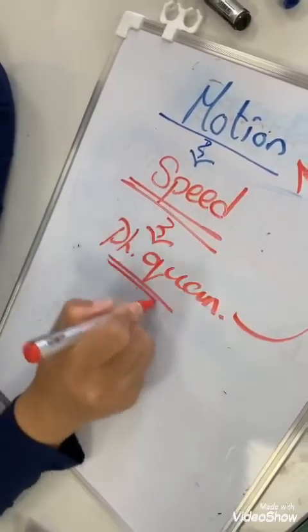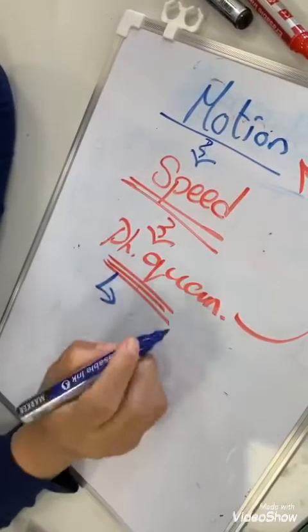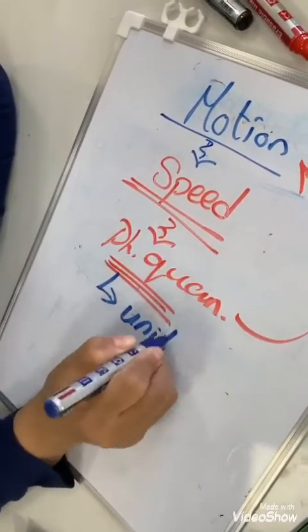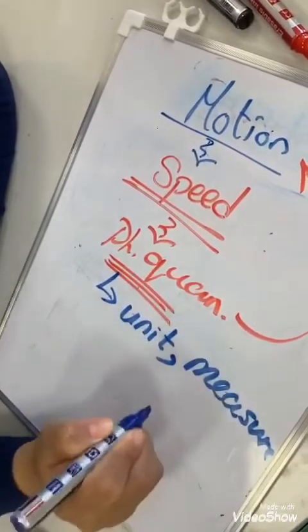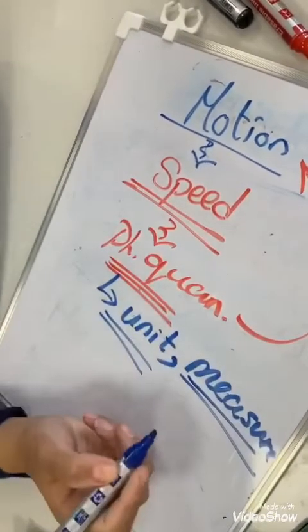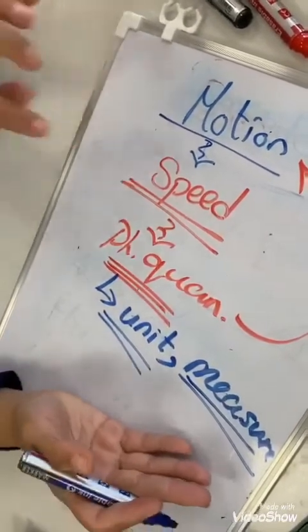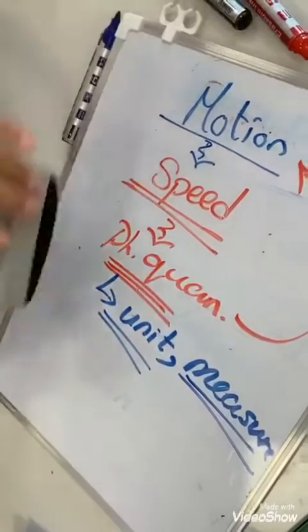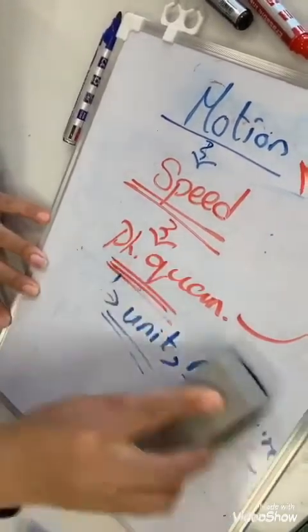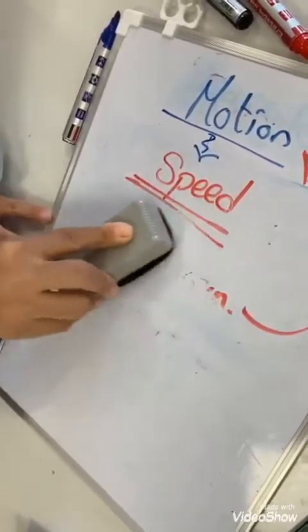What is meant by physical quantity? A physical quantity is any quantity that has a unit and can be measured. Motion doesn't have a unit and cannot be measured at all, but speed can be measured and it has a unit. Right. Let's start with the definition of the word speed and the rule for how to calculate it.